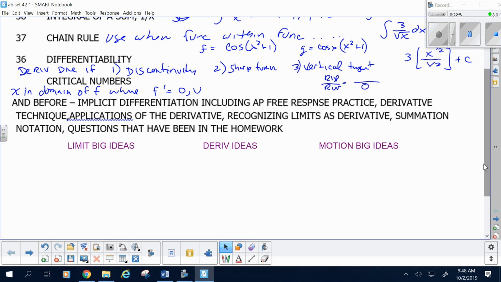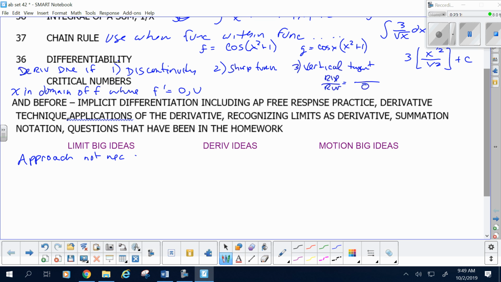Derivative technique, applications of derivative, limits of derivatives, and instrumentation. I intend to look at what the questions have been in your homework a lot, and maybe those will be reflected in your test. Just reminding you of big ideas of calculus. I'll do this all year long, all right? Limit big ideas. The first thing you remember, it's about the approach, not necessarily the act.